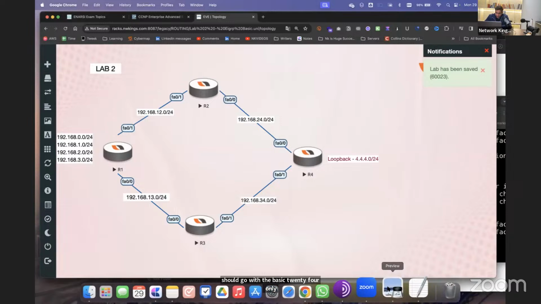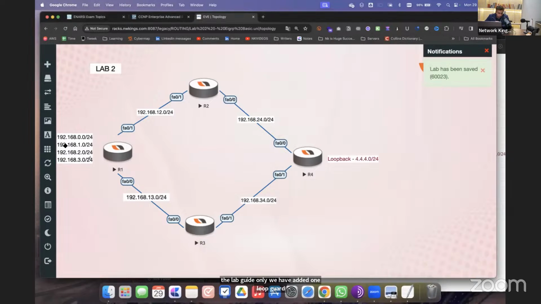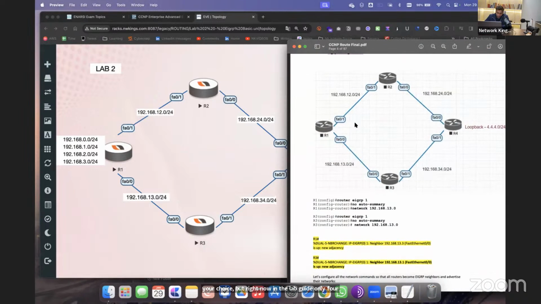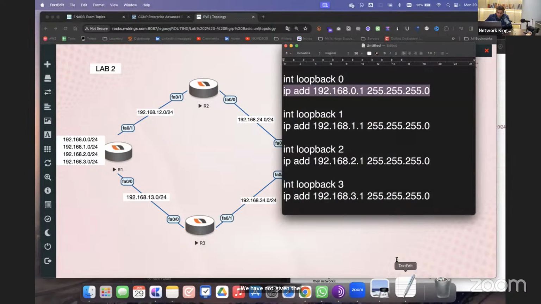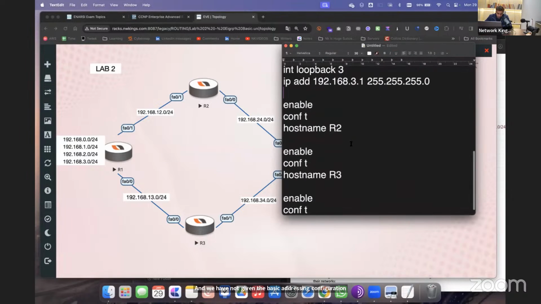Okay, and in the lab guide only one loopback has been added. This is additional in the lab. If you do not want it, that's your choice, but if you want, you can configure it. Right now in the lab guide only four loopbacks are there. And we have not given the basic IP addressing configuration directly; we have added EIGRP, because we expect you to at least know how to give IP addressing.